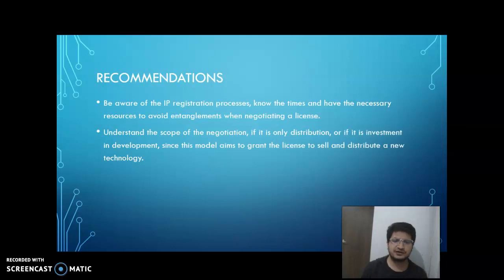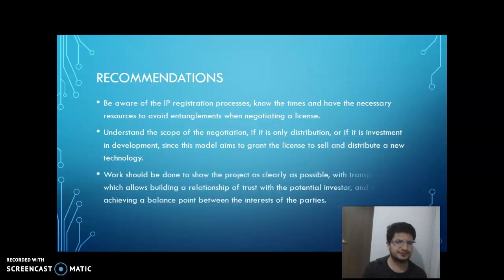Understand the scope of the negotiation, whether it's only distribution or an investment in development, since this model aims to grant a license to sell and distribute a new technology. And work should be done to show the project as clearly as possible, with transparency, which allows building a relationship of trust with the potential investor, and thus achieving a balance point between the interests of the parties.